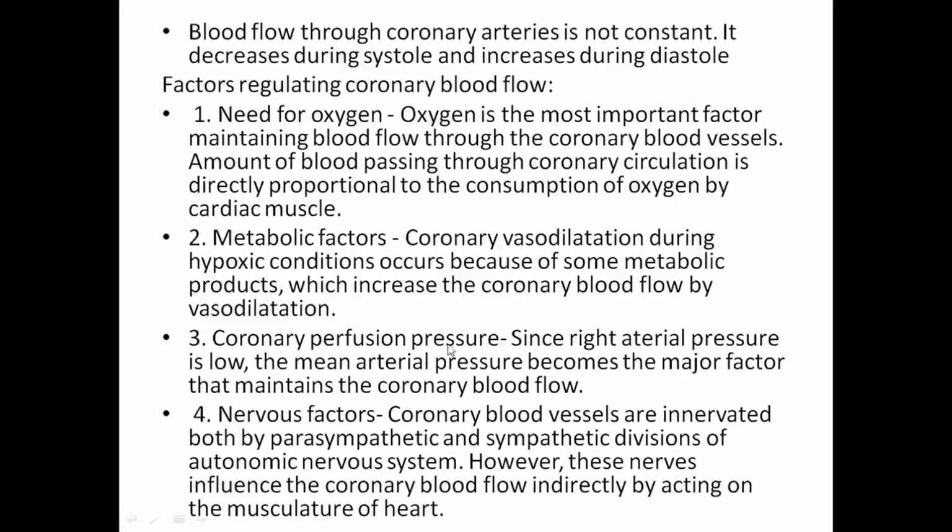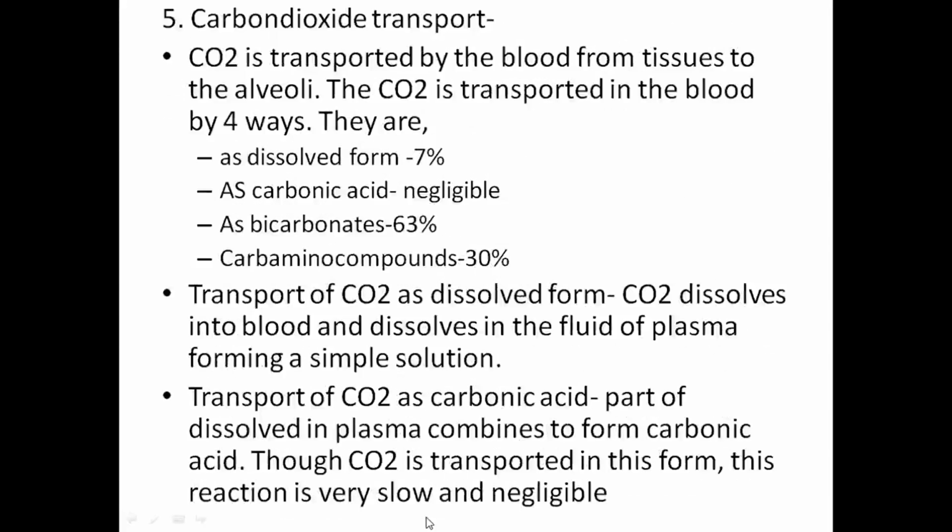Third is coronary perfusion pressure. Since right atrial pressure is low, the mean arterial pressure becomes the major factor that maintains the coronary blood flow. Fourth one is nervous factors. Coronary blood vessels are innervated by both parasympathetic and sympathetic divisions of the autonomic nervous system. However, these nerves influence coronary blood flow indirectly by acting on the musculature of the heart.